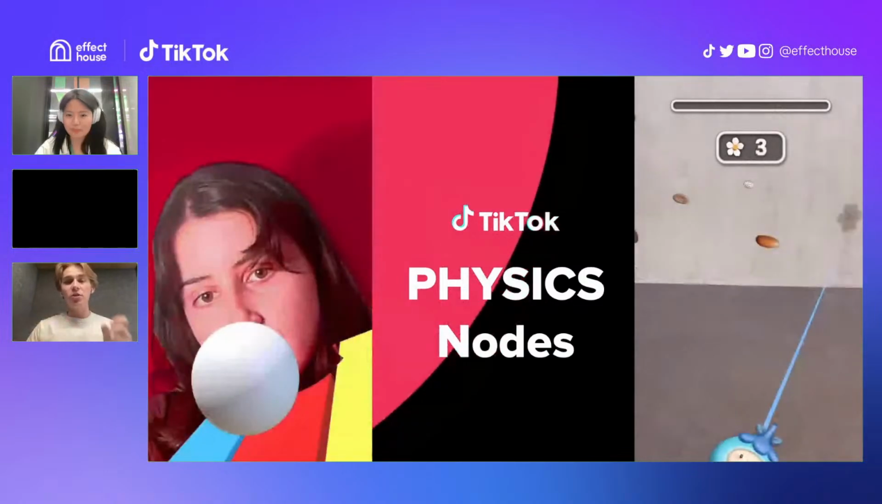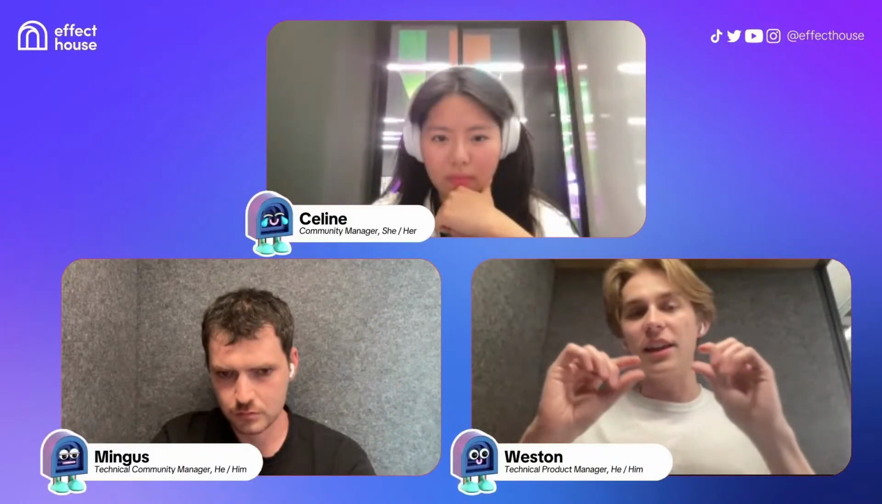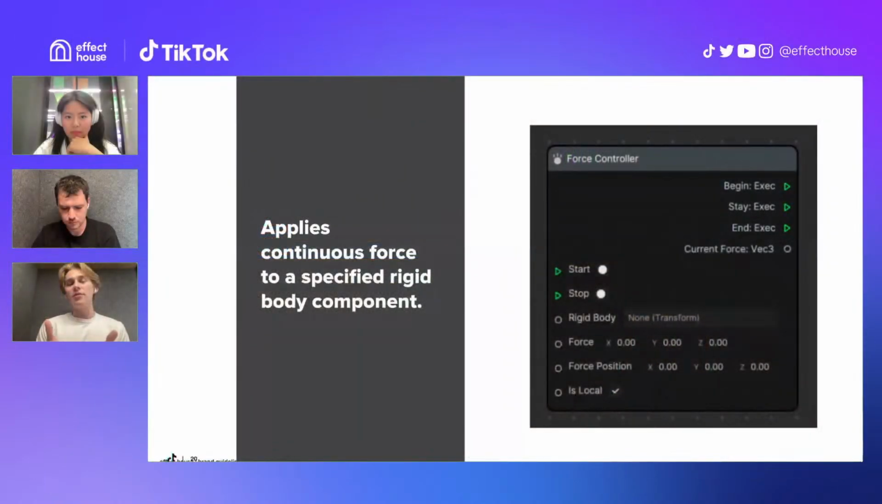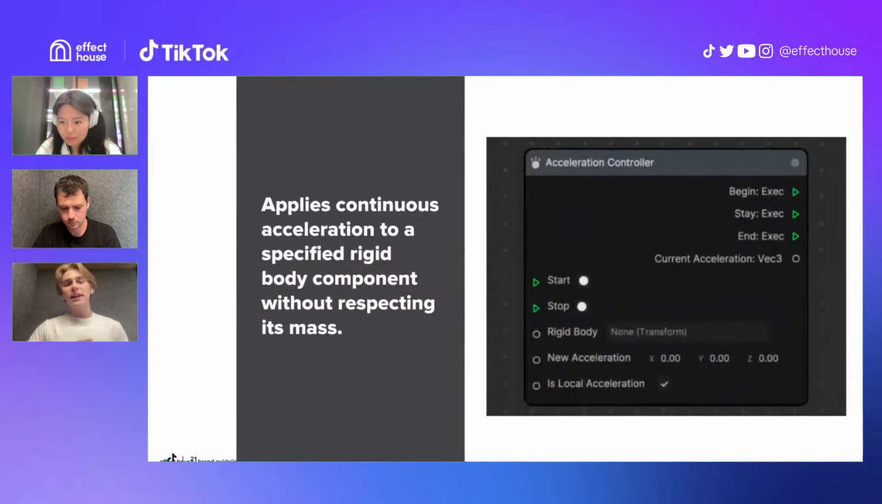So today I'll be talking about the new nodes. Before, you could use the set to pin to graph and apply a force. But now we've put that into a force controller node, which should make this process a lot easier and more versatile. The acceleration controller node applies a continuous acceleration to a specific rigid body component. So this could be helpful for making a mini game where a car goes faster and faster and faster, for example. So there's a lot of diverse use cases for the acceleration controller.